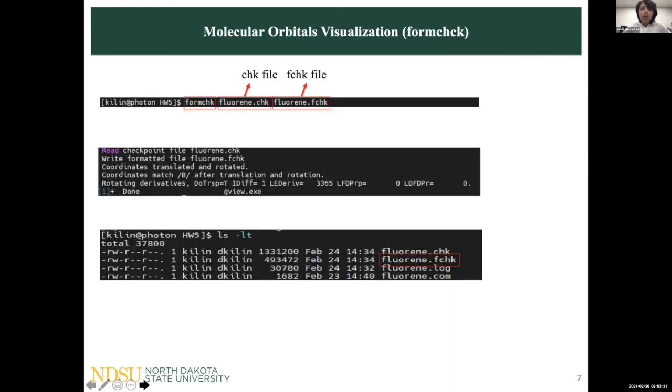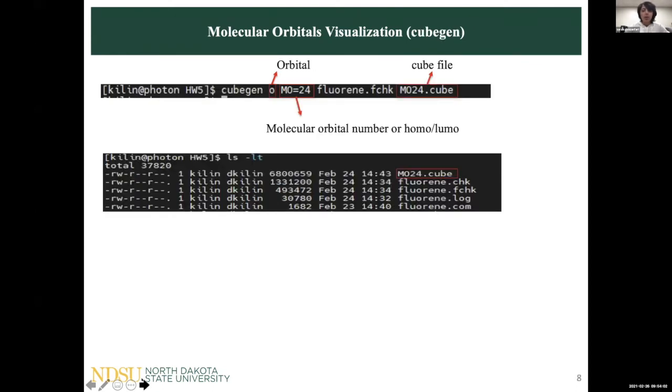Now let's take a look at how to plot molecular orbitals in GaussView. To do this, we need a cube file, because the molecular orbitals are stored in the cube file. So to create the cube file, we need to first execute formchk to create the FCHK file. After executing this command and executing ls -lt, you can see that you have the FCHK file added to your directory. So after getting this file, you may execute the cubegen command.